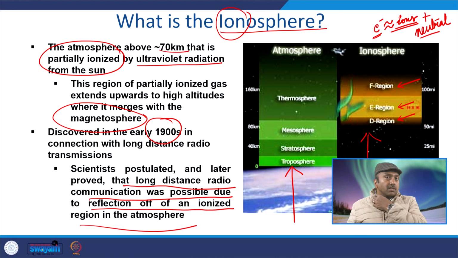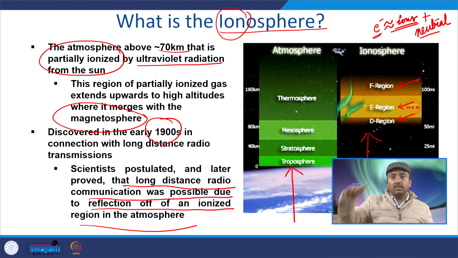So when you have a plasma medium, it will have its own refractive index, and refractive index is a crucial parameter which will decide, depending on the angle of incidence of course, whether an electromagnetic wave will be transmitted, reflected, or attenuated. All these possibilities, right? So fundamentally, scientists realized that long distance radio wave communication was only possible due to the reflection of an ionized region in the sky or in the atmosphere, right?